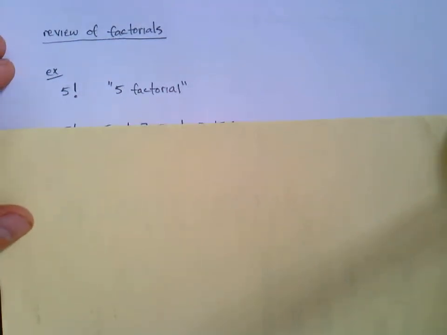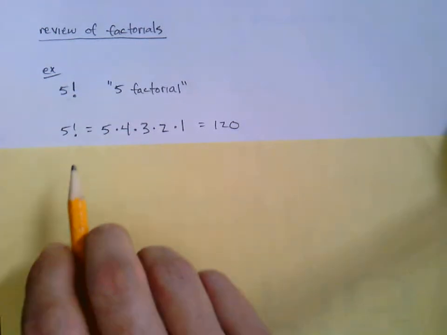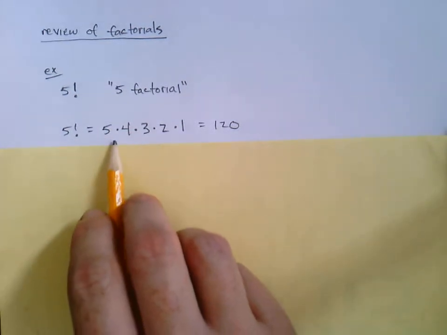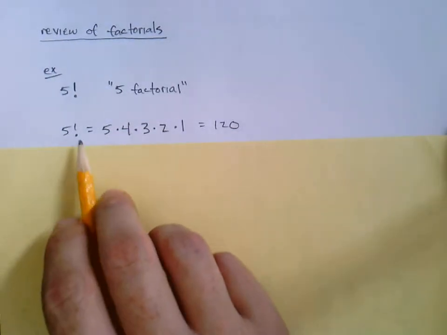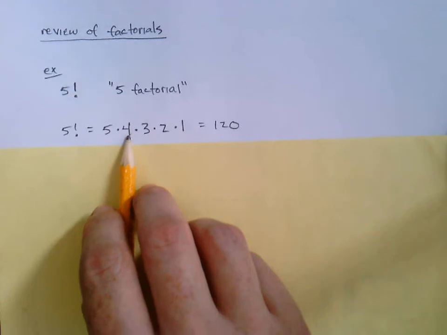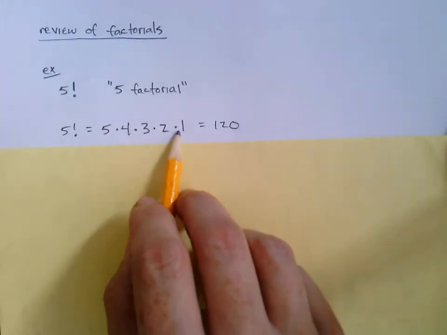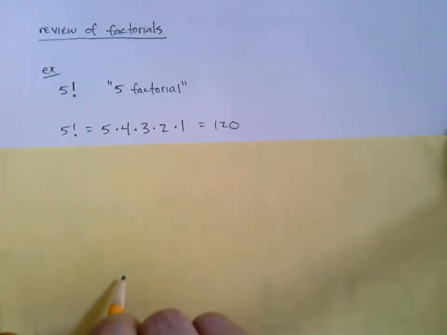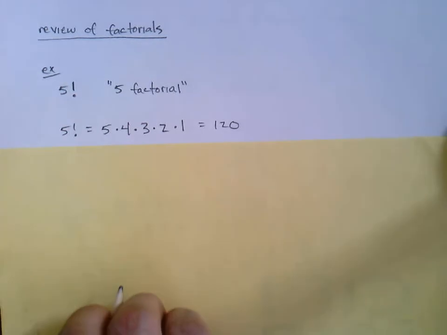So here's the idea. For 5 factorial, we're going to start with 5 and multiply by all of the whole numbers down to 1. So we take 5 times 4 times 3 times 2 times 1. Multiply all of those, and that's what 5 factorial will equal. In this case, 5 times 4 times 3 times 2 times 1 comes out to be 120.